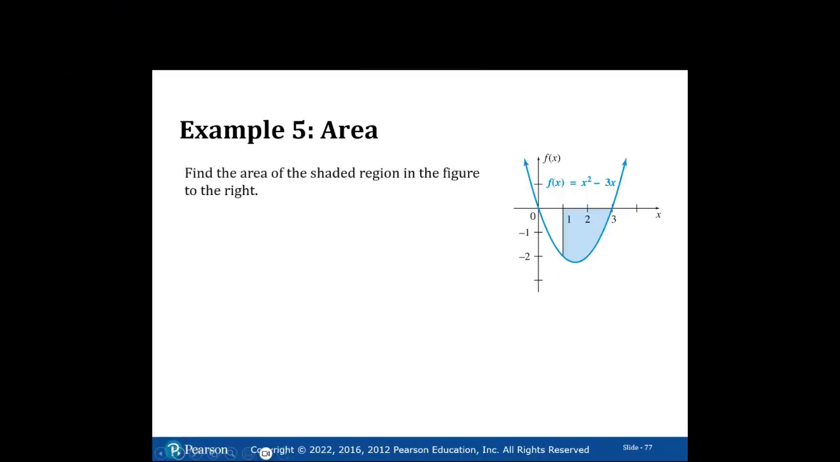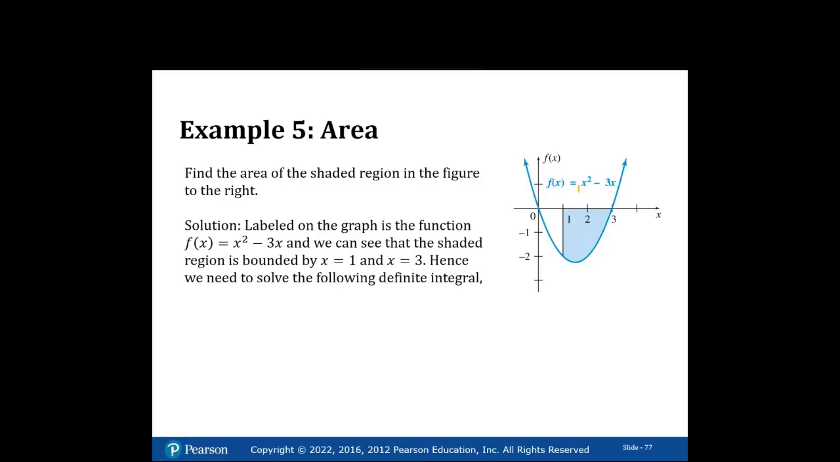Now we're going to look at finding the area of a shaded region on a graph. So on the graph here, we have the function given to us, which is f of x equals x squared minus 3x. And we can see that the shaded region goes from x equals 1 to x equals 3. So the integral I want to solve for is the function from 1 to 3. And that's going to give us this area.